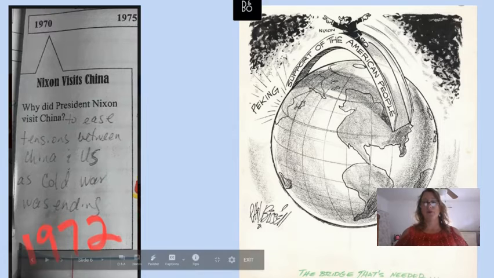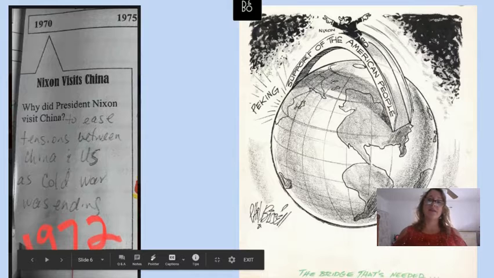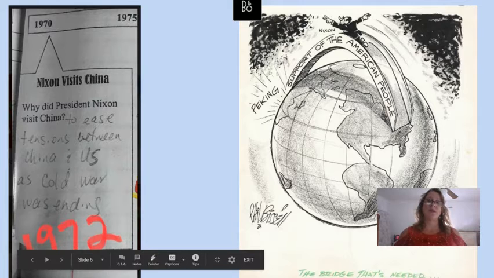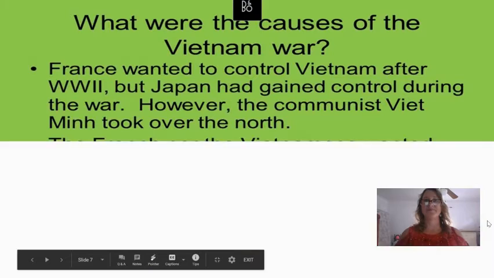I put in this political cartoon for you, the bridge that's needed. This is showing Nixon going from the United States over to China, showing that the United States is ready to lend some support to China at this time.